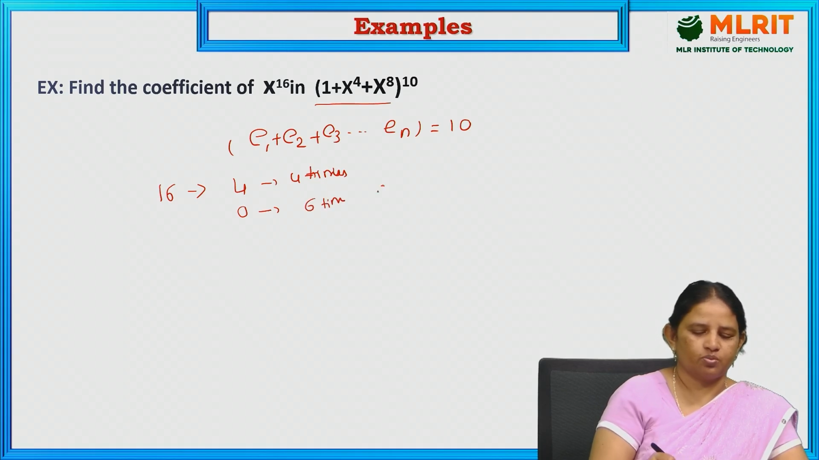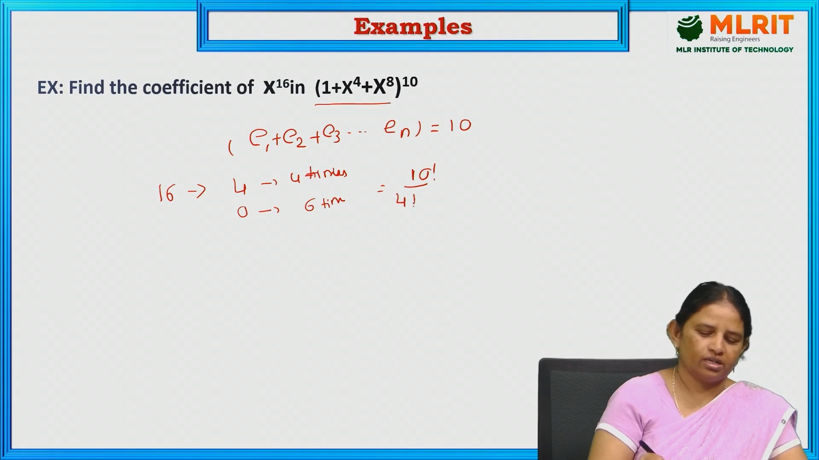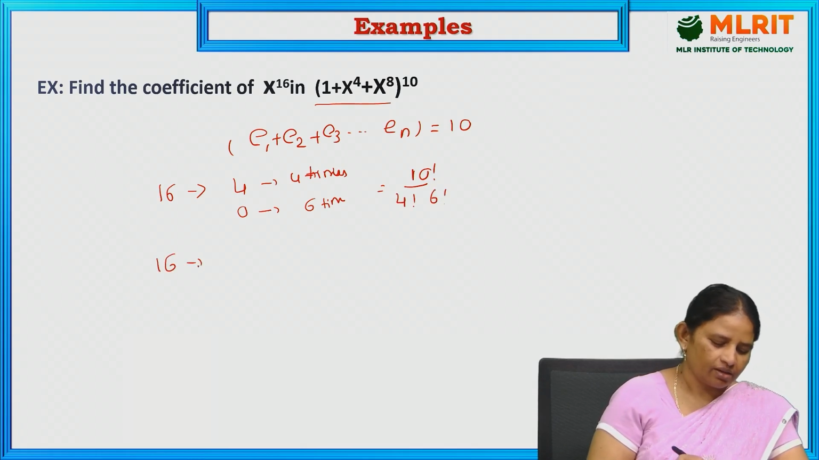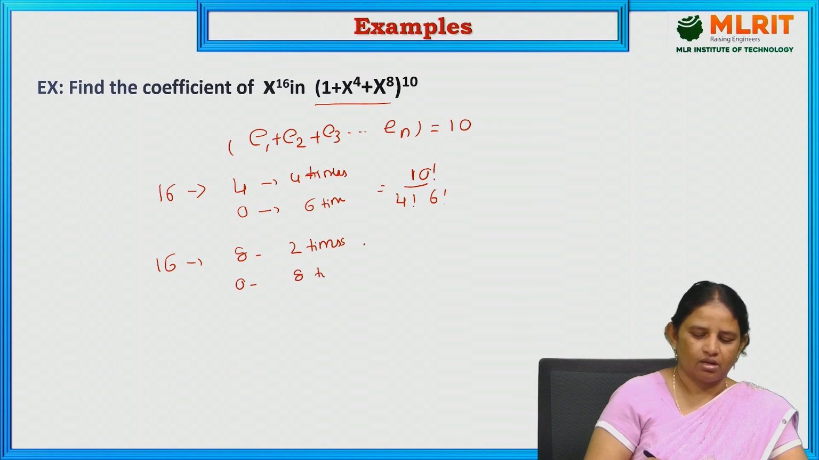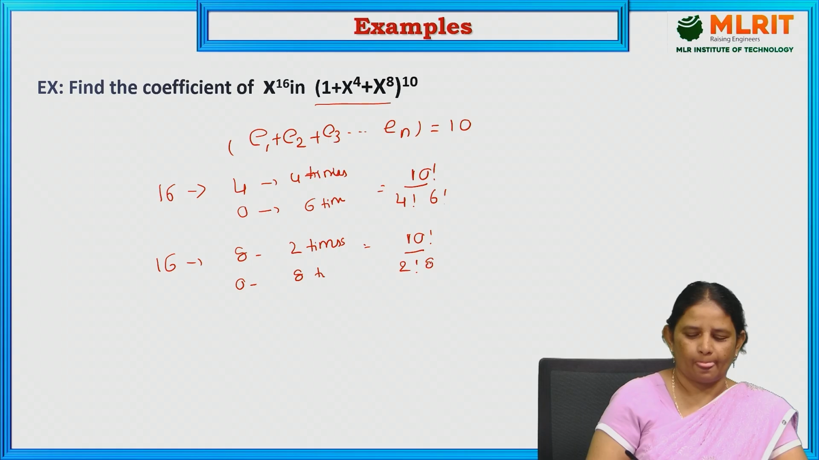That is one option: 10 factorial by 4 factorial, 6 factorial. To get 16, 8 can be used 2 times. If 8 is used 2 times, 0 is 8 times. That is 10 factorial by 2 factorial, 8 factorial.